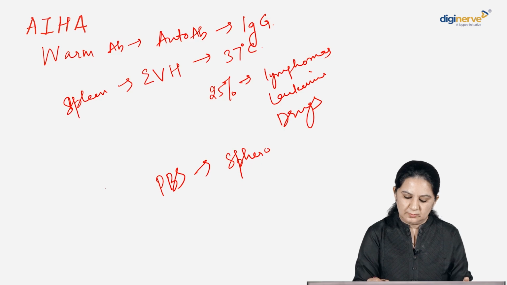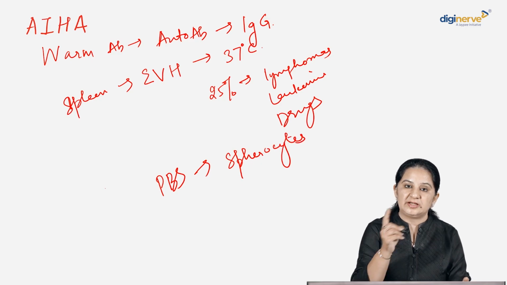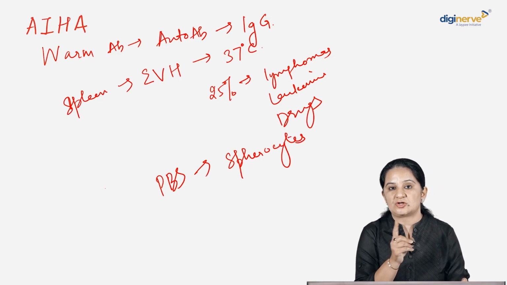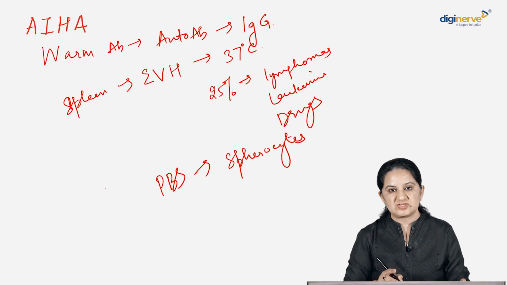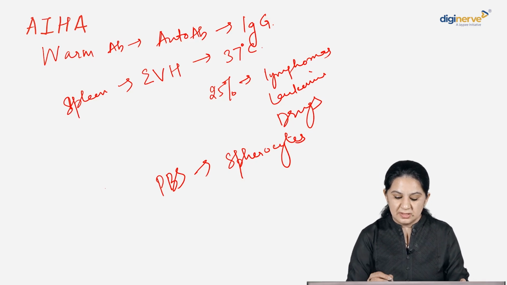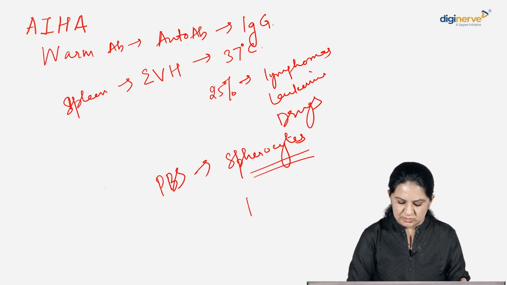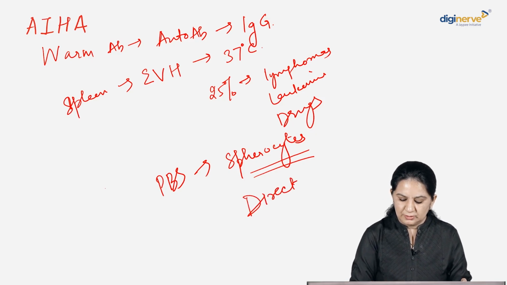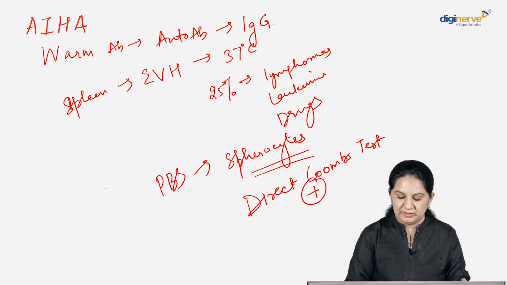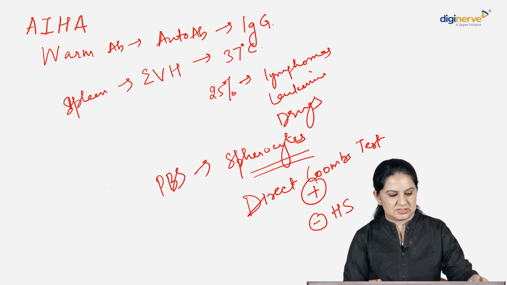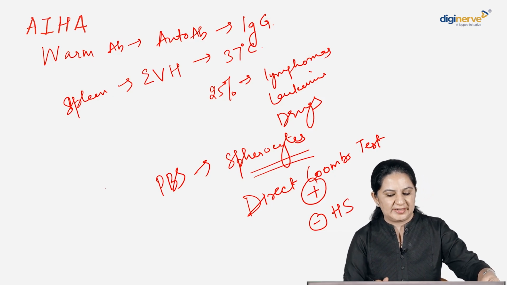What will you see in the peripheral blood smear? Spherocytes. I hope you all remember when we studied hereditary spherocytosis, we saw a differential diagnosis for spherocytes as autoimmune hemolytic anemia. So you will see spherocytes. How will you differentiate it from hereditary spherocytosis? Direct Coombs test. The direct Coombs test would be positive in autoimmune hemolytic anemia and negative in hereditary spherocytosis. So this was about warm antibody.